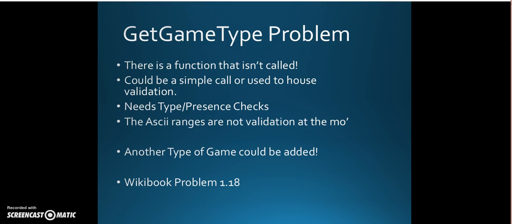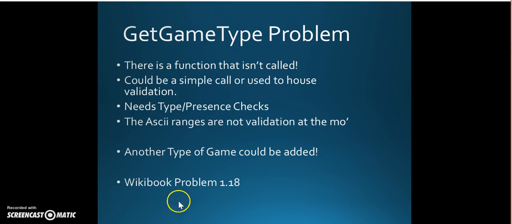Now, at its absolute simplest, this could be just give it a quick call and assign it back to the simple game variable identifier. However, it's kind of asking for that weird bit of ASCII to be added to it, and also asking for the other validation that's fairly obvious for this to be added to the function as well. We could also narrow down the ASCII ranges, but crucially, this function is just asking for another type of game to be added. If you're following it on the wiki book, it's 1.18 at the moment.